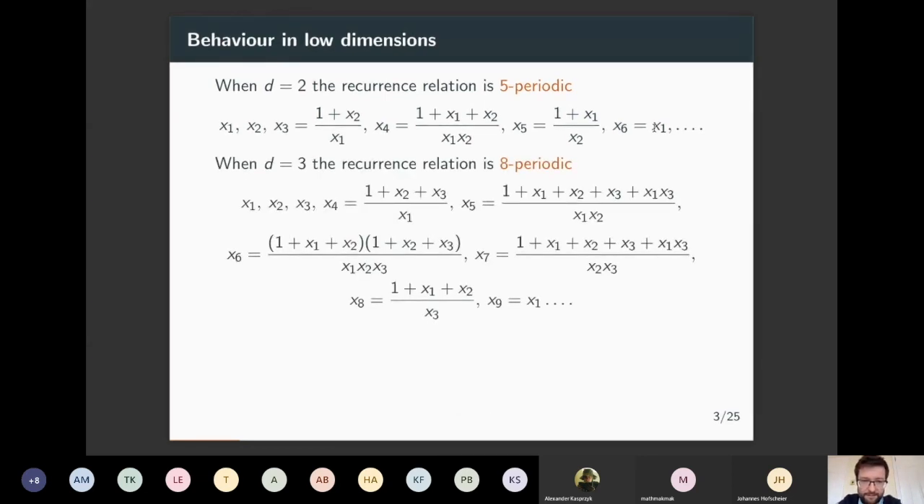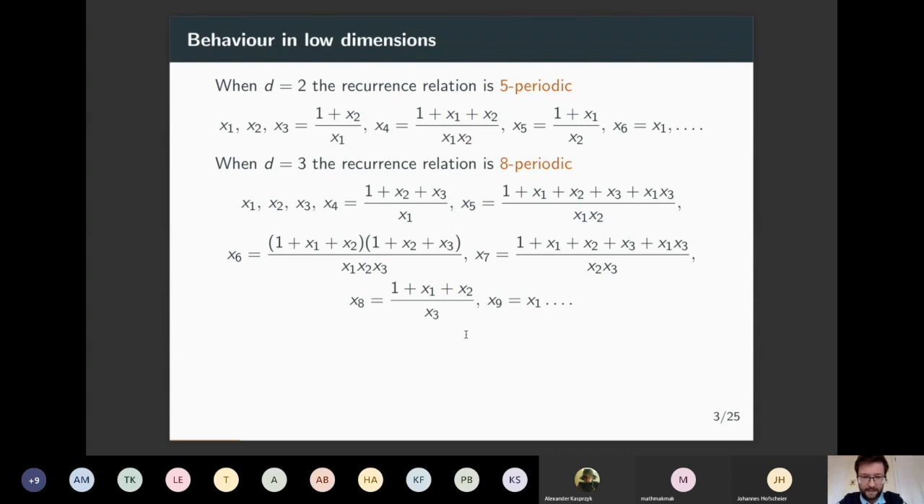This also carries on in dimension 3. In dimension 3, this recurrence relation is 8 periodic. The terms here are a lot more complicated, but as you can see, we start with x1, x2, x3, and then x4 is 1 plus x2 plus x3 divided by x1, and x5 is 1 plus x3 plus x4 divided by x1. These things get more complicated until you get to x6, and then start to get simpler from x7 and x8, until eventually we find that there's an 8 periodicity in this recurrence relation. So it's very nice and kind of completely unexpected behavior.